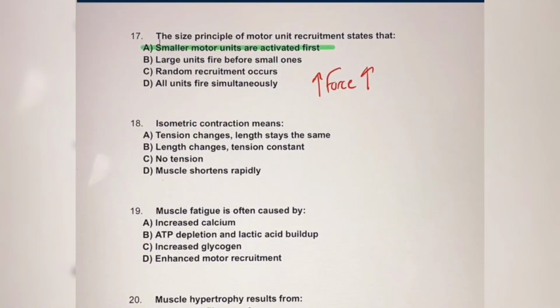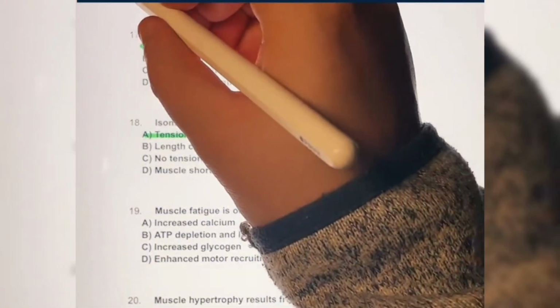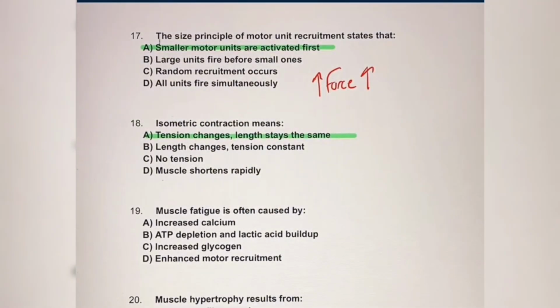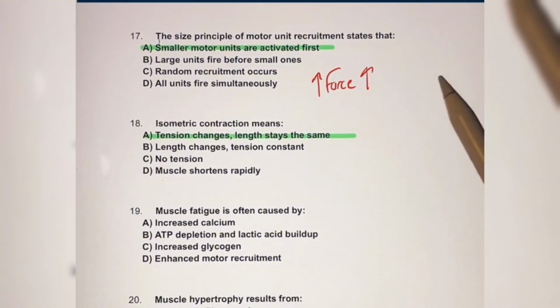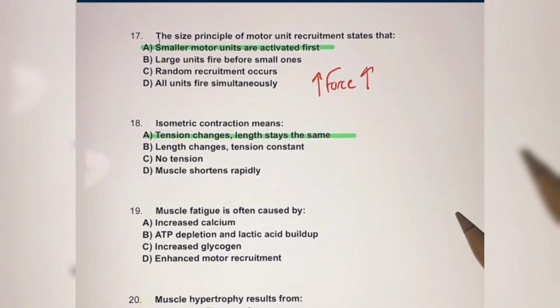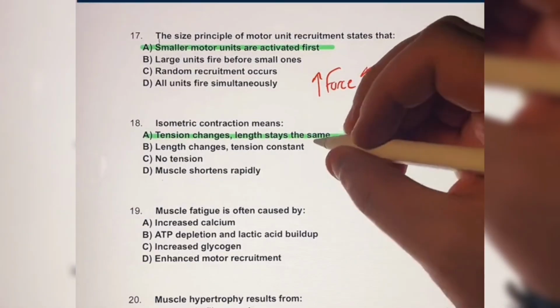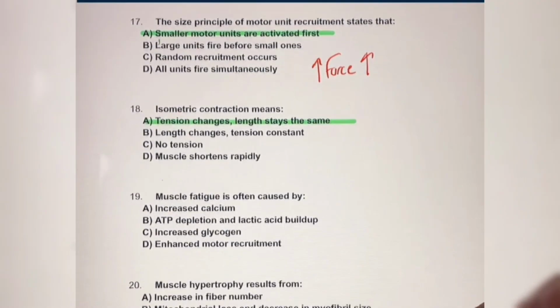Number 18, isometric contraction means what? A, B, C, or D? The answer is A. Tension changes and length stays the same. So how do you remember this? If you think of an isometric hold, if you guys work out and you do planks or wall sits, they suck, right? That's the longest minute of your life. But again, you're generating tension, you're generating force, but you're not moving. So the muscle length is staying the same. And isotonic contraction is where the length does change.